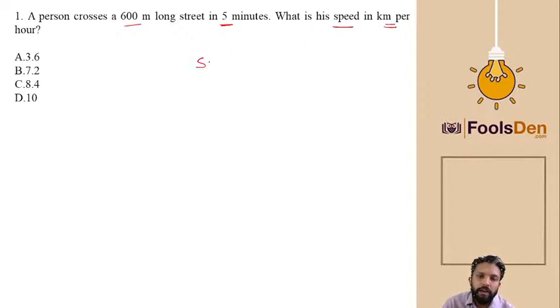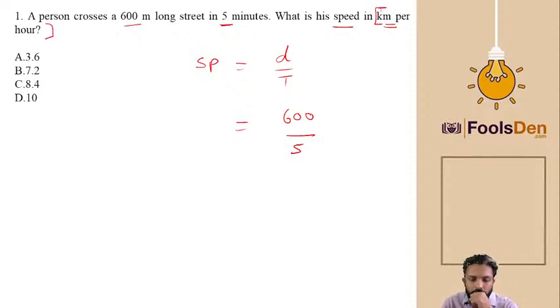Speed is equal to distance upon time. So the distance here is 600 meters. The time here is 5 minutes. But there is a catch. The answer should be in kilometer per hour. What we will do first, we'll convert this distance into kilometers. By dividing it by 1000, I converted the meters into kilometers.